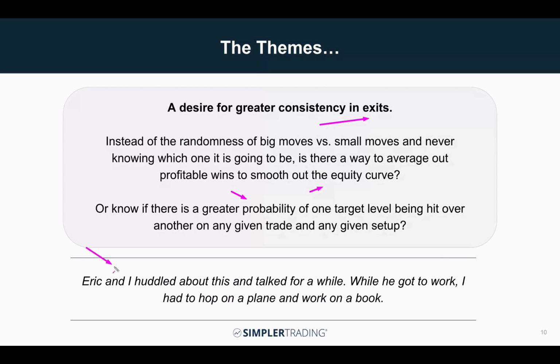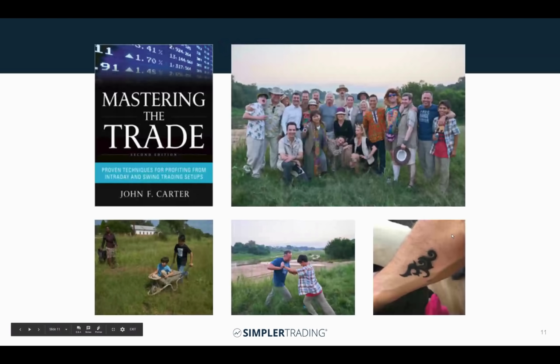And after about an hour of going back and forth on some different ideas, he got to work. And then at that point, I had to hop on a plane and work on a book. So just real quick, I've been working for the last 6 months on the 3rd edition of Mastering the Trade. I finally hit send on the damn book, which I refer to, I would say affectionately, but this time took a lot out of me.